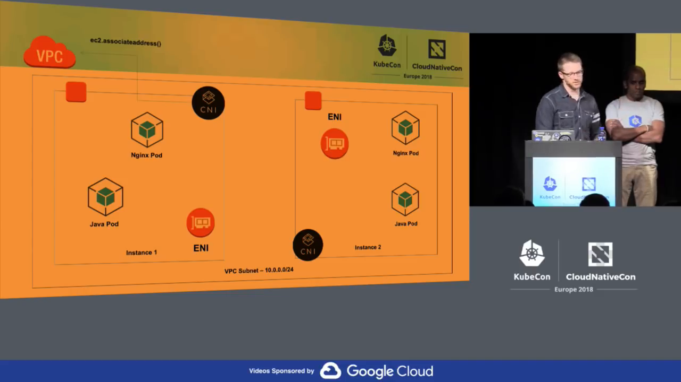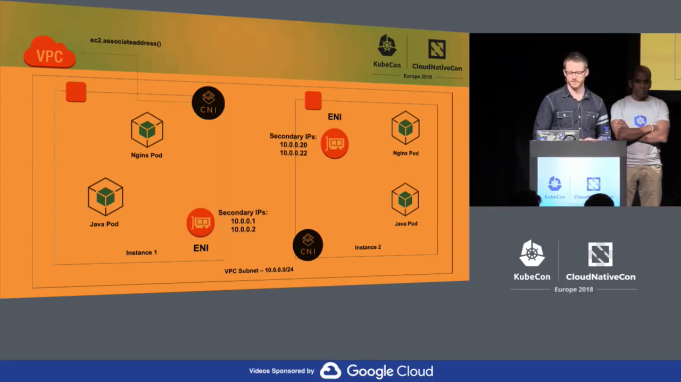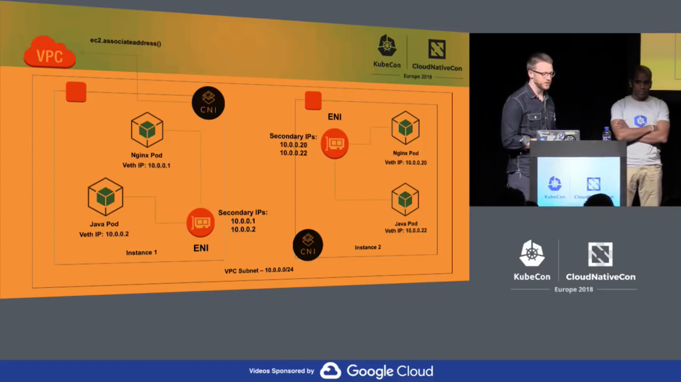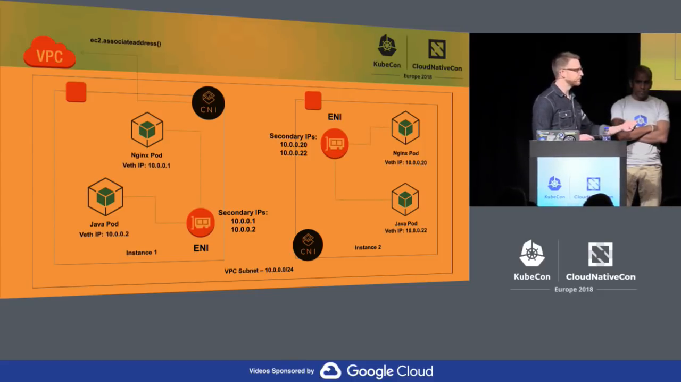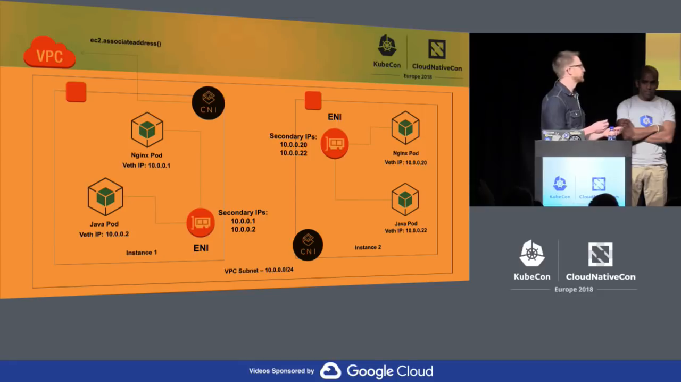So it makes an EC2 associate address call and associates secondary IP addresses to your ENIs on your instances. After that happens, the CNI plugin itself actually wires in these secondary IPs. It creates the virtual Ethernet pairs and puts them into the network namespace for the individual pods. And the end result is you just have routable VPC IP addresses that allow you to hit your pods directly.